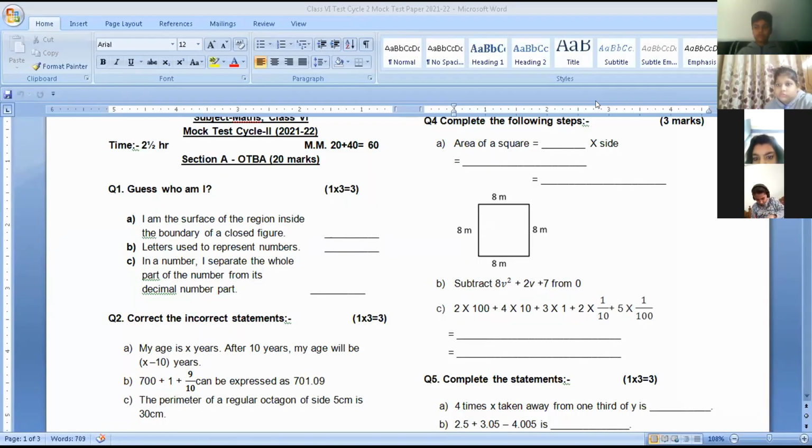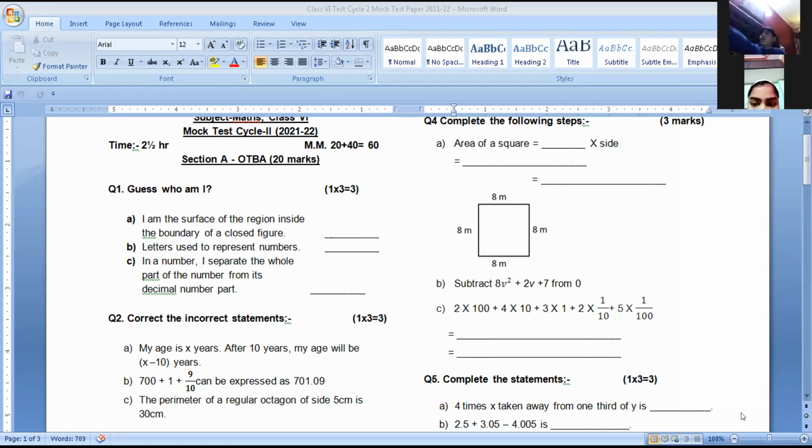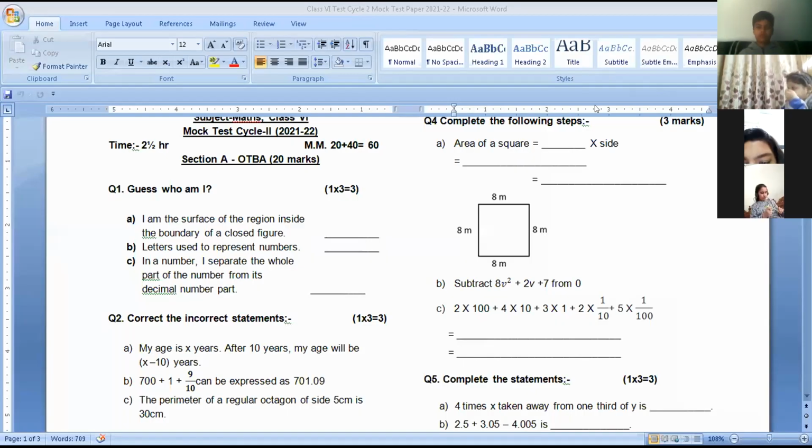When you subtract this, what will you get? Subtract 8b square plus 2b plus 7 from 0. Check. Kanishka, unmute yourself. What will be the answer? Chehek, unmute yourself.